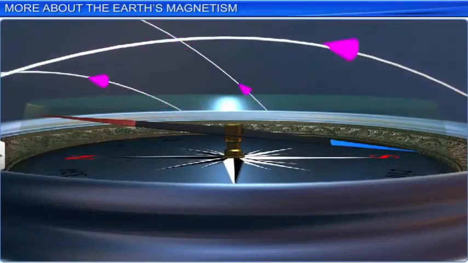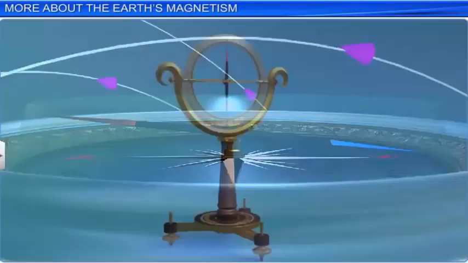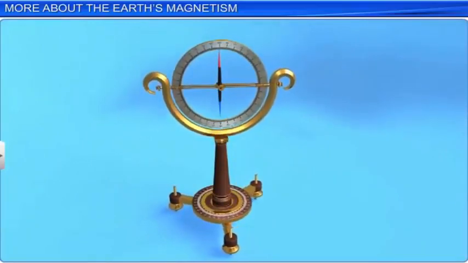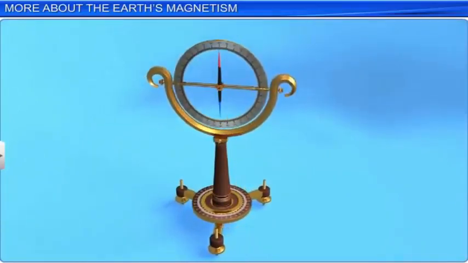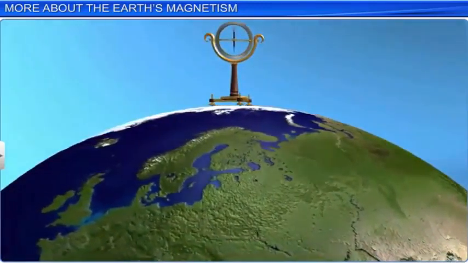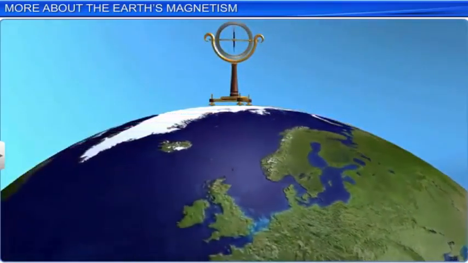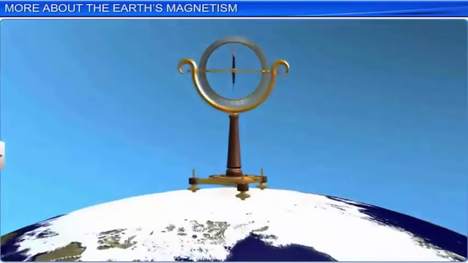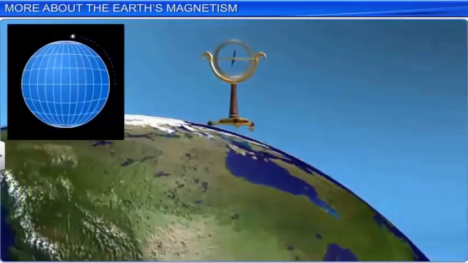In such cases, a dip circle is useful. Dip circle is basically a magnetic needle pivoted in such a manner that it is free to move in a vertical plane. We can thus measure the angle made by the magnetic field with the horizontal plane. In the case of poles, this needle points downward, and as it approaches the equator, the needle aligns in the horizontal direction. Let us now discuss the Earth's magnetic field.